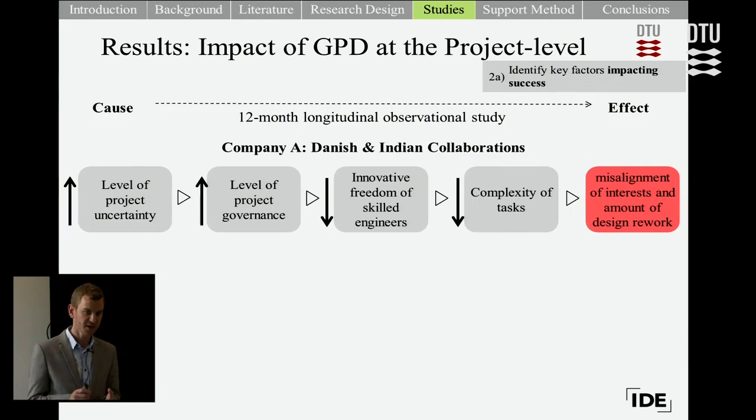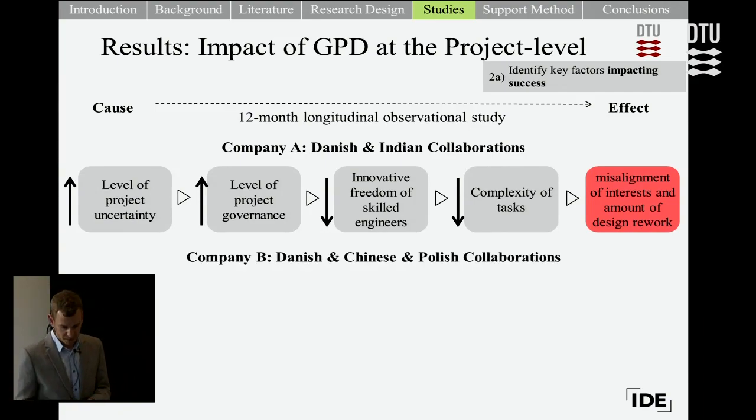So what we saw is the Indian engineers were very ambitious towards the project and wanted to generate a large number of concepts that would impact future projects, whereas the Danish engineers tried to keep their ambitions level low. So at Company B, we investigated two GPD projects with Danish and Chinese engineers and also Danish and Polish engineers. And we saw similar challenges from the outset with cultural differences in communication at Company B with the collaboration.